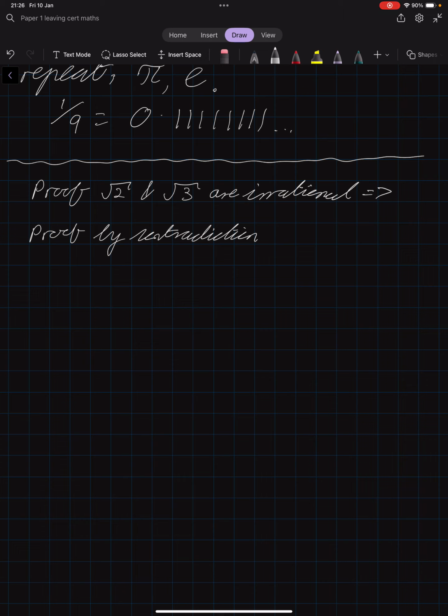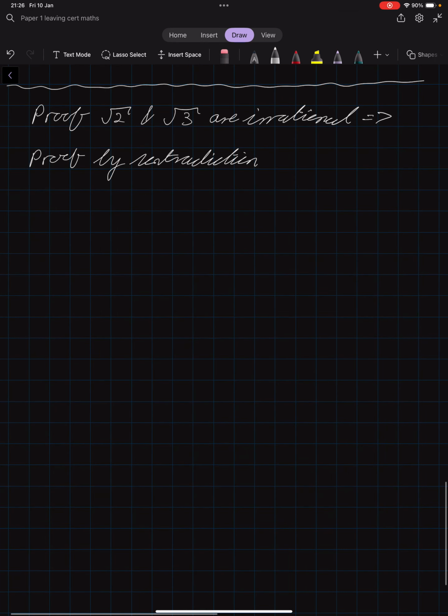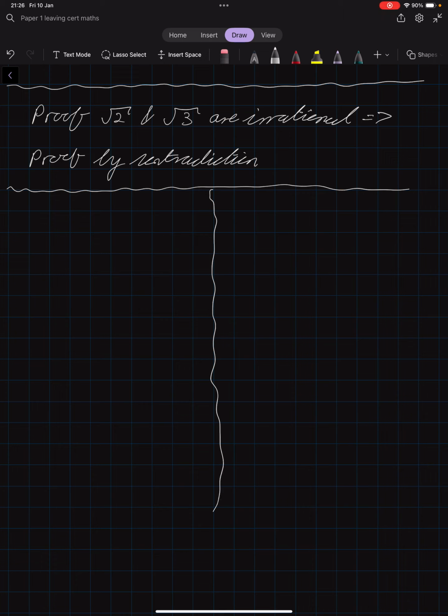Okay, so I'm going to use root 2, and the proofs for root 2 and root 3 being irrational are the exact same thing. Also, this can come up in the Leaving Cert. So either do your best to understand the proof or learn them off.